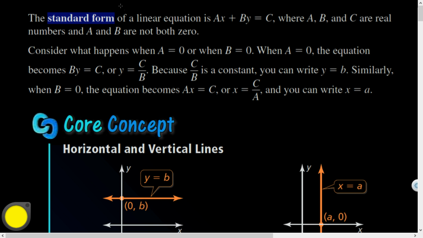So let's talk about the standard form of a linear equation. This is a different way that I can write an equation. It says the standard form of a linear equation is ax plus by equals c, where a, b, and c are real numbers, and a and b are not both 0.